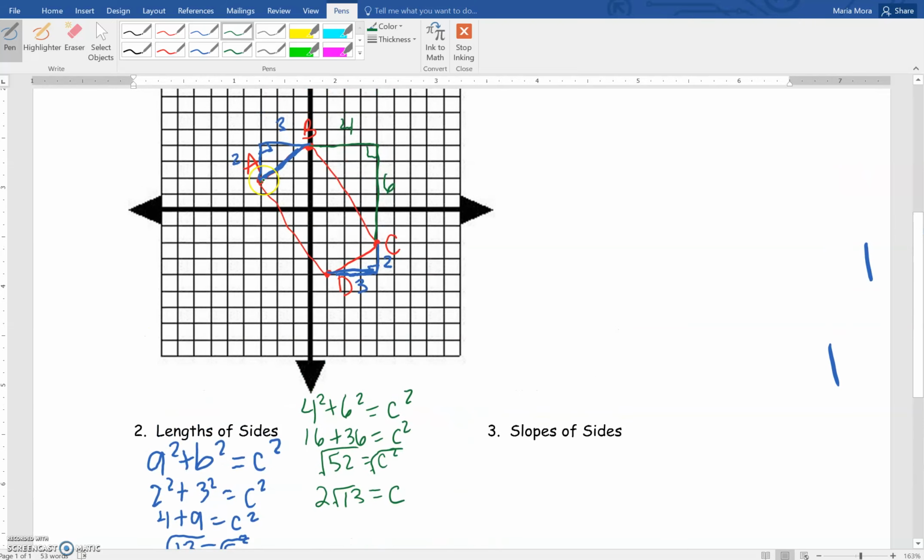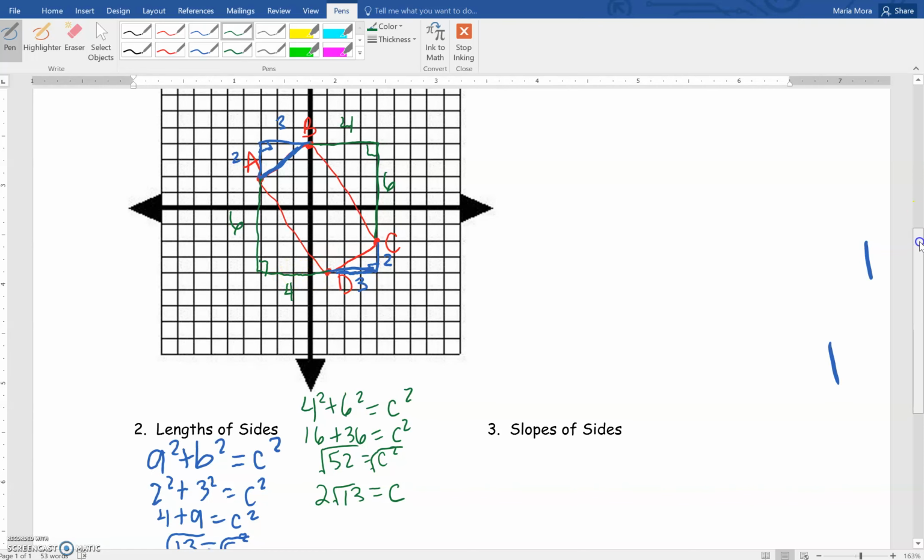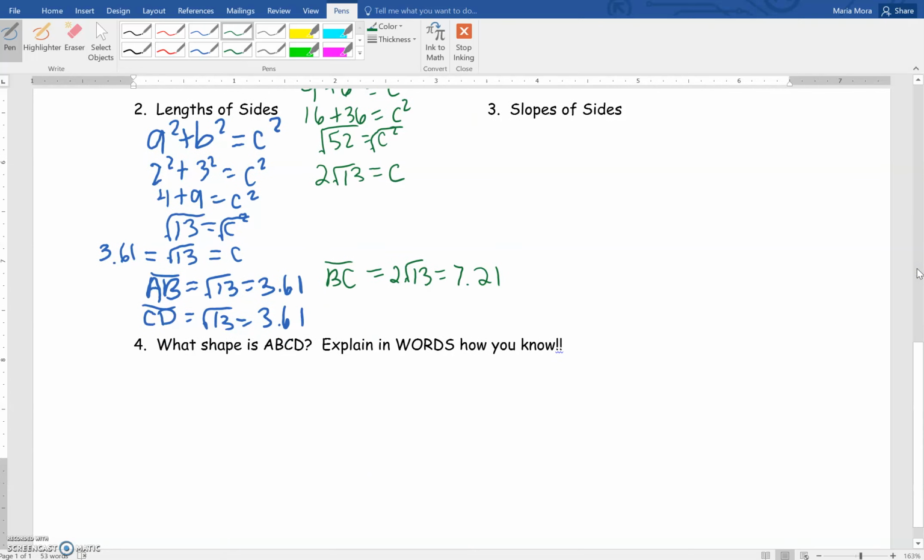So AD, form another right triangle so that I can find the hypotenuse. 1, 2, 3, 4, 5, 6, and that's 4. 1, 2, 3, 4. So I know that AD measures the same as BC.